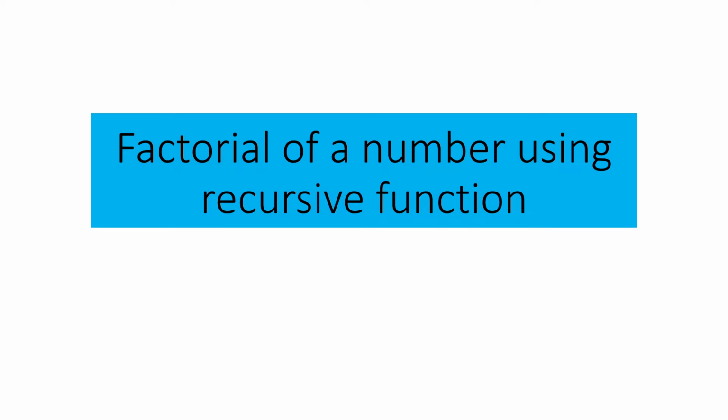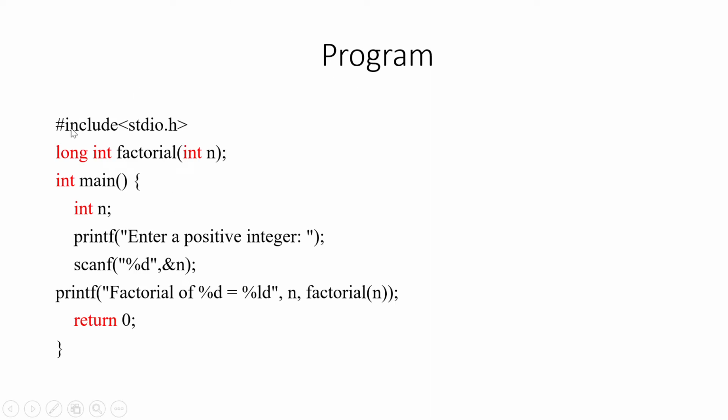So we go to the program. Here the first line is the header file, include stdio.h, and this is the function prototype. As you know, the syntax for a function prototype is first the return type. Here the return type is long int, followed by the function name, factorial. Here we have one parameter or argument, an integer, and the variable name I am using is n, followed by a semicolon.